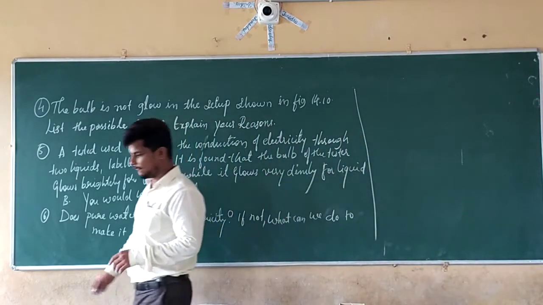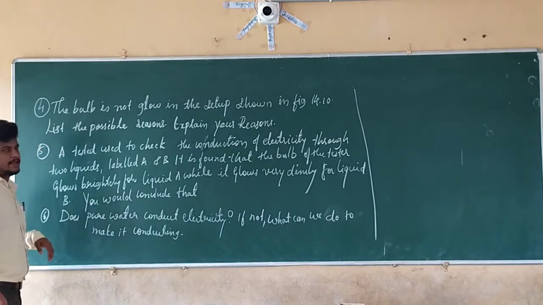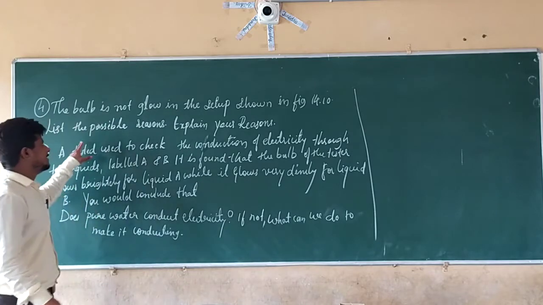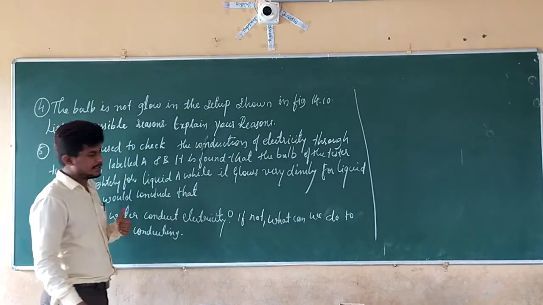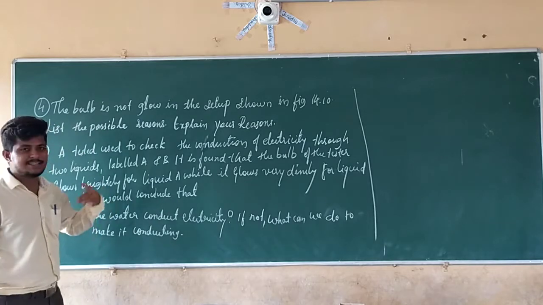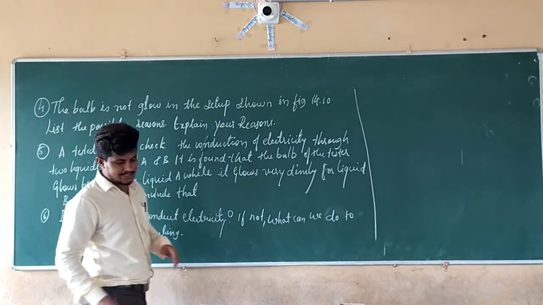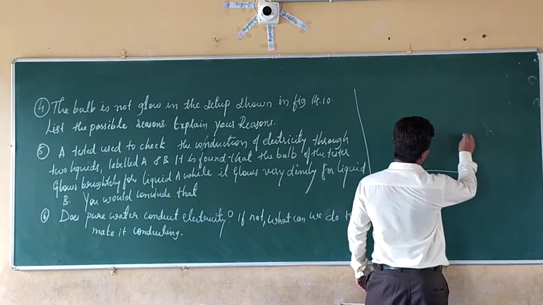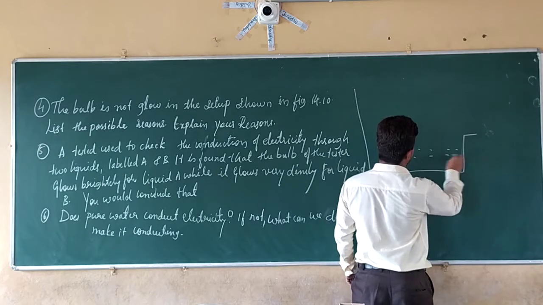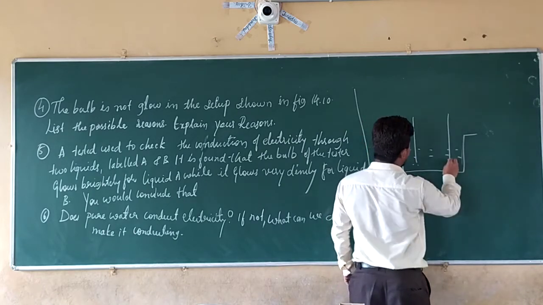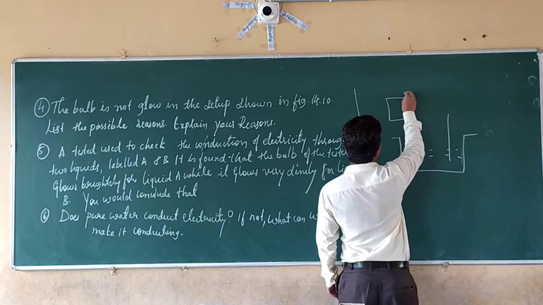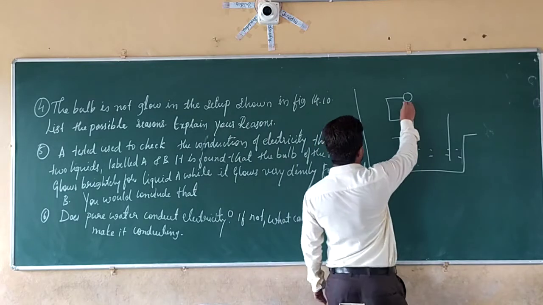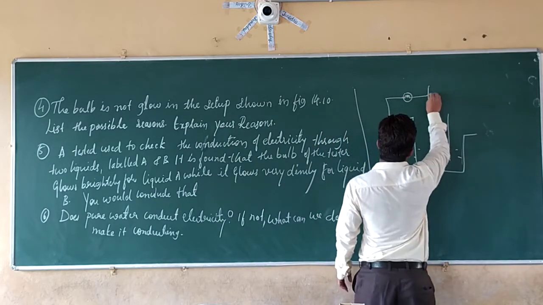So next, question number 4. The bulb is not glowing in the setup shown in Figure 14.10. List the possible reasons and explain why it's happening. In your textbook, they have given a figure in which a solution is connected to a battery source and to a tester, which is nothing but a bulb, and it is connected to a battery like this.